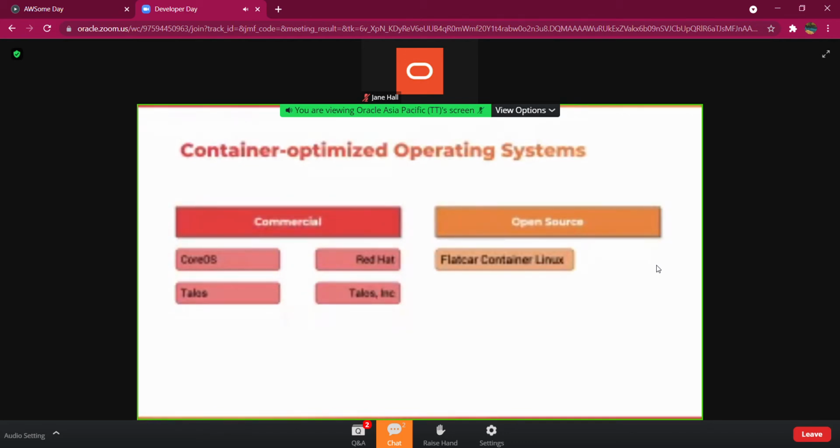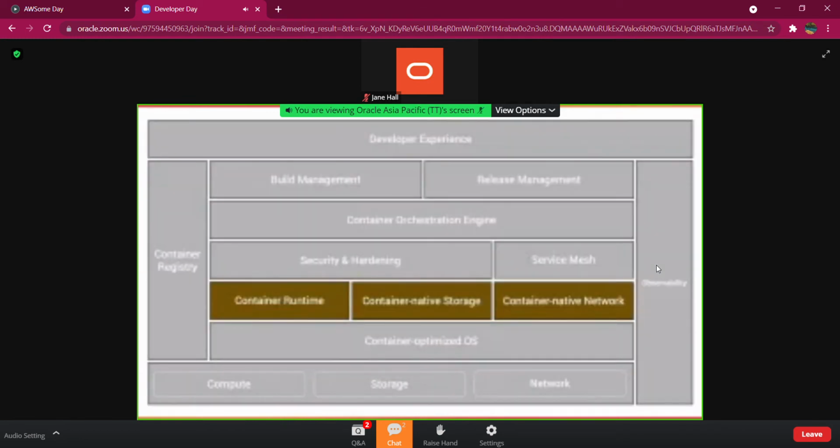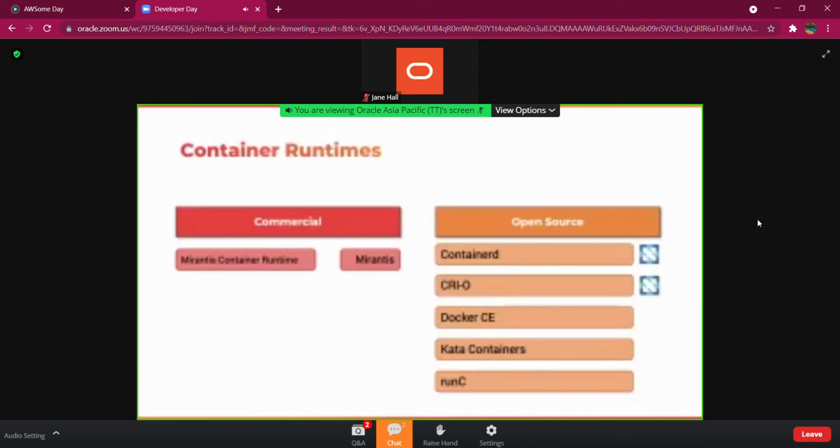So these are the container optimized operating systems which offer a very low footprint and highly optimized OS layer to run your stack. Now, once you choose the operating system, you have the core building blocks, that is container runtime, container native storage, and container native network for the cloud native stack. So this sits a layer above your physical or virtual compute, storage and network layers and gives you a very different environment that is highly optimized for containers.